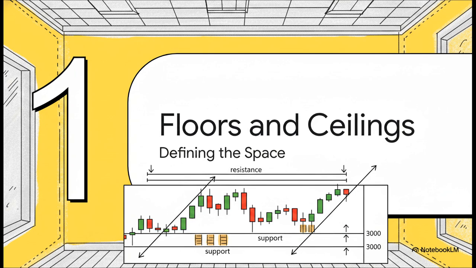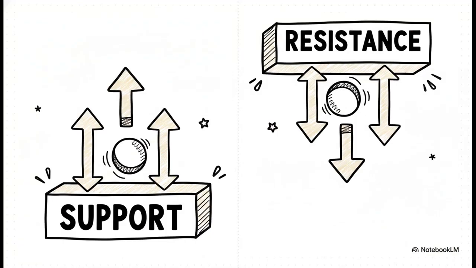So let's move into section 1, floors and ceilings: defining the space. I want you to try and truly visualize that physical room where the market action takes place. Now, what's really interesting about this slide is how we compare our boundaries. Let's look at support, which is our market floor. In trading terms, support is that level where buying interest is strong enough to actually overcome selling pressure. Imagine a stock drops to $50, and suddenly buyers rush in because, hey, they see a bargain. That $50 mark, that's your floor. Buying interest literally supports the price from falling any lower.